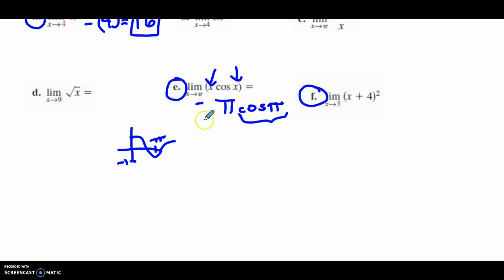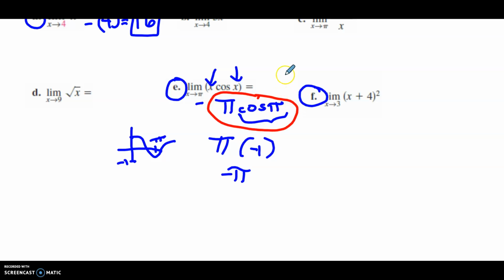So this would be pi stays as pi, and cosine of pi turns into -1. So the whole answer is -pi. Right now, if you didn't know that final answer, if you understood this part where you just sub in, I'm okay with that, because we are eventually going to do a lot of work with trig, and then by the end of the year, you'll definitely need to know that that's equal to -pi.